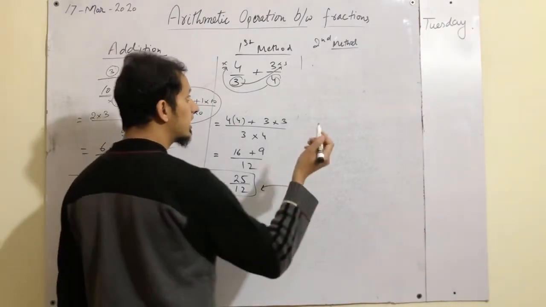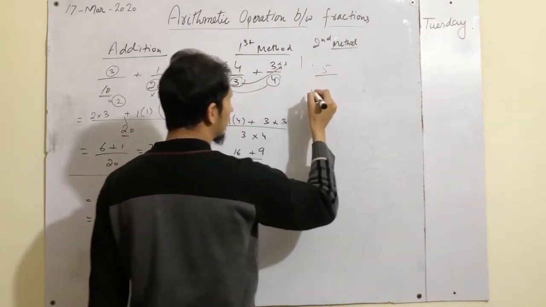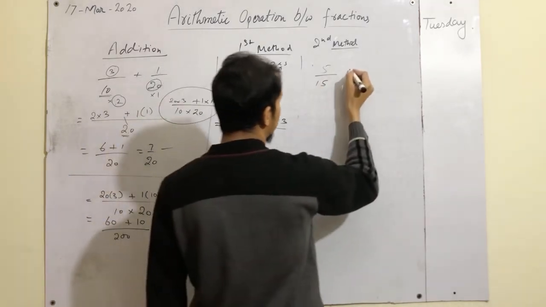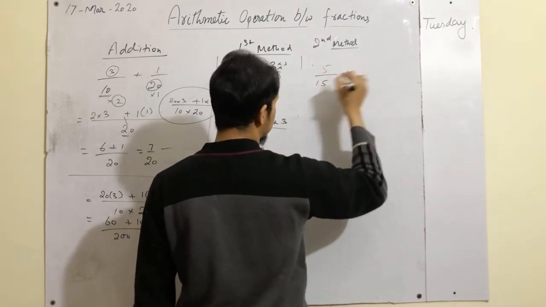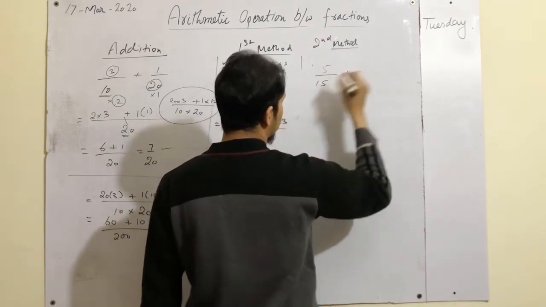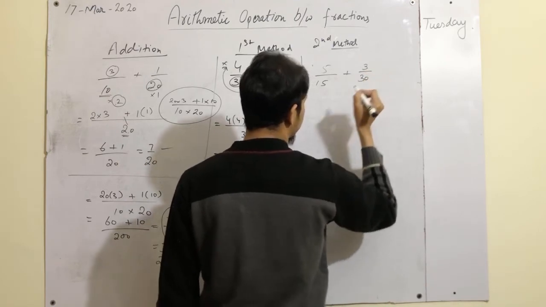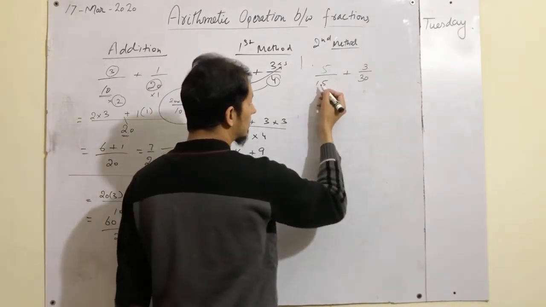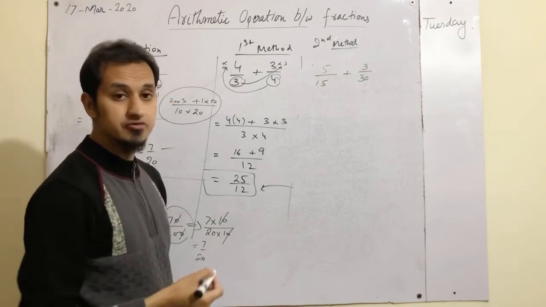If we have just like 5/15 into plus we can say 3 divided by 30. So here you can see we can have such kind of fraction. So we can simplify this fraction.